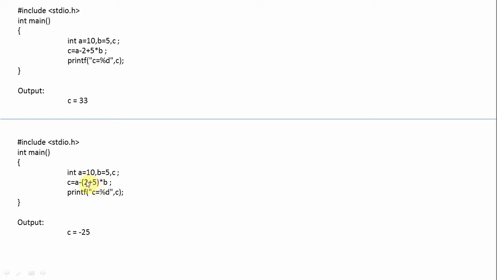So 2 plus 5 will be evaluated first, that will give you 7. Now multiplication operator has got the higher precedence than minus. So multiplication into B will be evaluated first. So 7 into 5 because value of B is 5. So that will give you 35. Now minus operator will be evaluated. The current value of A is 10. So 10 minus 35 is going to yield minus 25. Hence the output would be C is equal to minus 25.